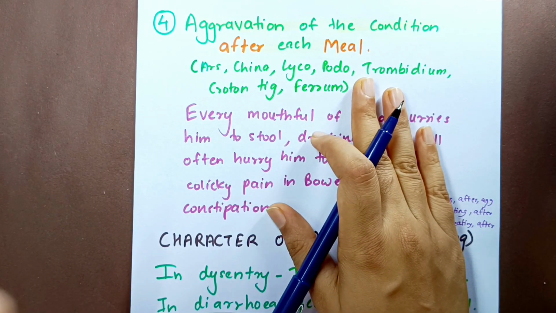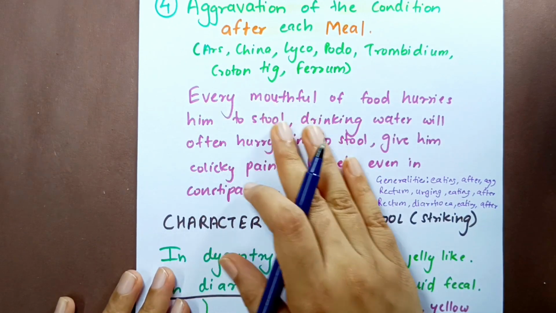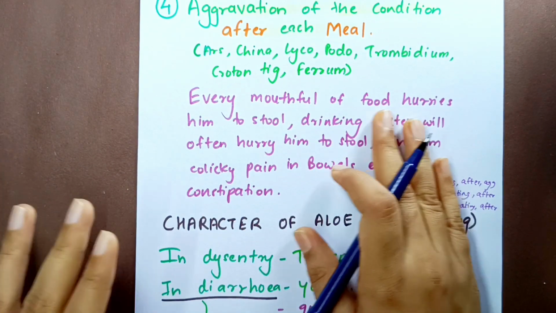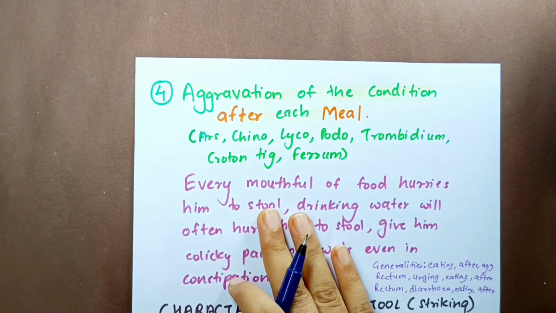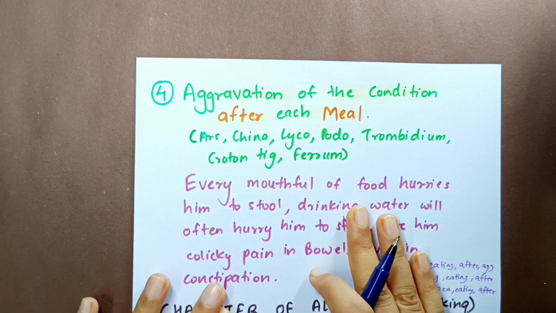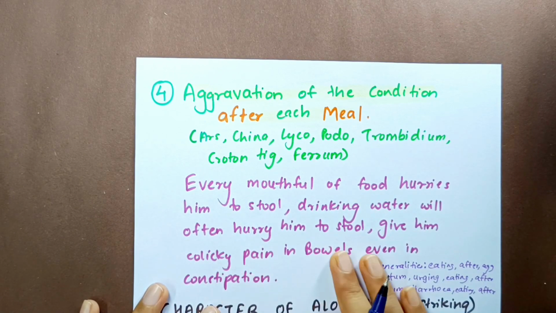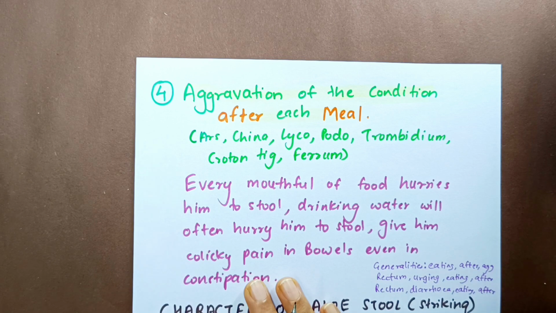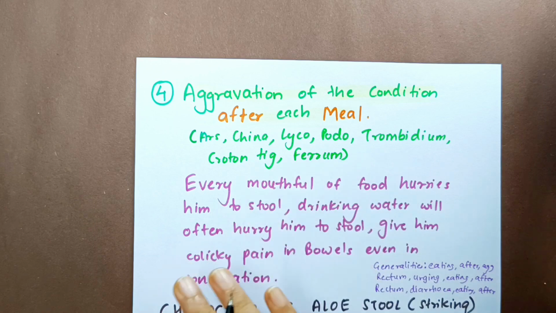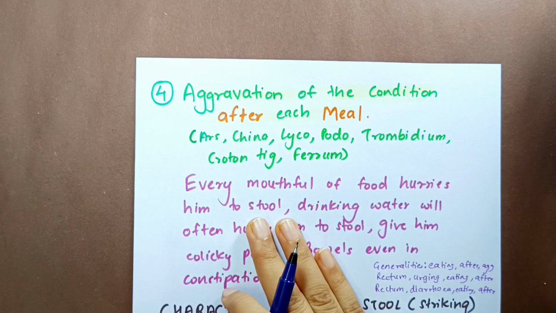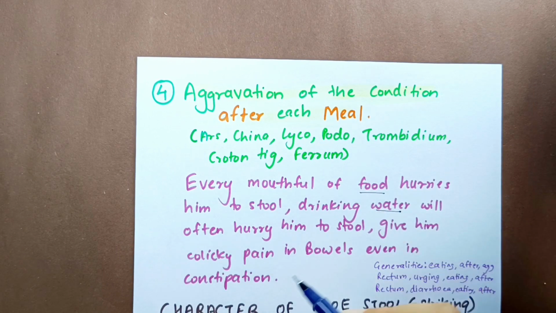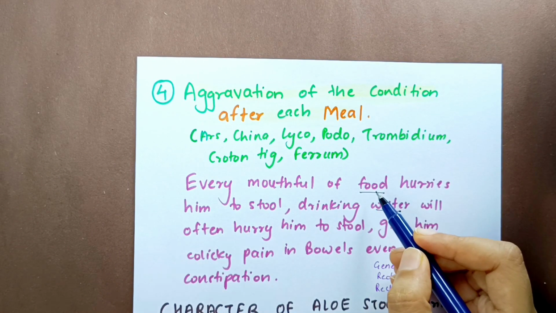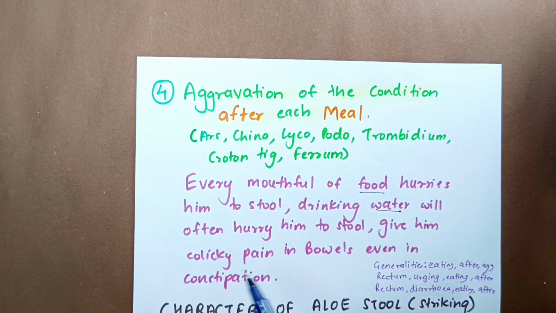Now, Dr. Kent again comes in here and explains it in more detail. He says that every mouthful of food hurries this patient to stool. Drinking water will often hurry him to stool, and give him colicky pain in the bowels, even in constipation. So see the aggravation from food. Even if he is having a mouthful of food, it will hurry him to stool. And not only food, but even if he drinks water, that will also hurry him to stool. Not just food but water also.